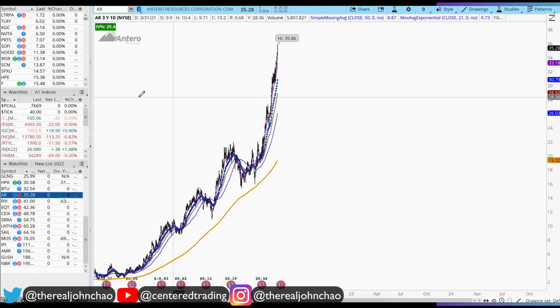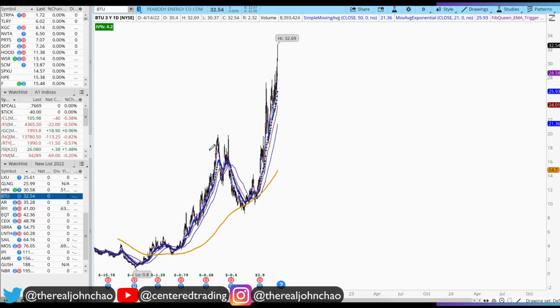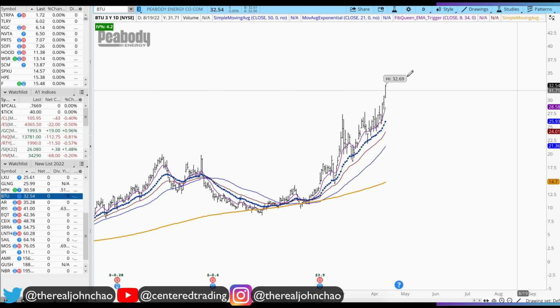How do you look for high probability setups in the markets? Right? What is your decision from decision to decision? What do you do? Over here, Peabody. I also talked about this before, but over here, there's no play for me. I'm not going to chase this $32 stock, but I'm going to measure some potential pullbacks.